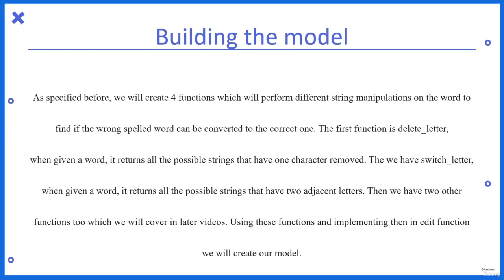Then we have the switch letter, which, when given a word, returns all the possible strings that have two adjacent letters switched. Right. So basically, taking the same example, it would switch two letters. It would switch BA in BACC, so you would get ABCC. So all possible combinations of switching two adjacent letters will happen in this function.